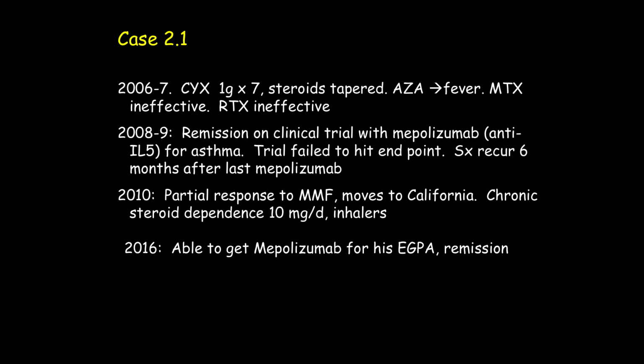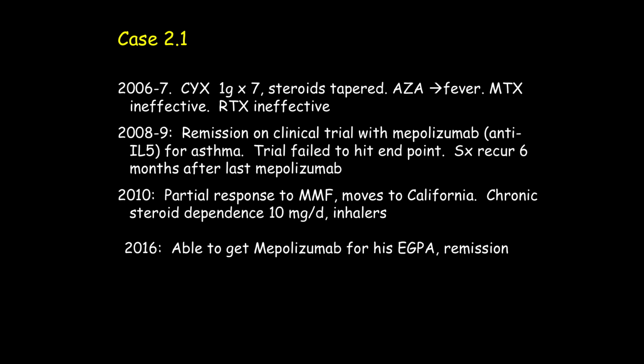What happened was that he got his last dose of mepolizumab, and this is in 2008 or 2009, and the mepolizumab trial for asthma failed to hit its endpoint, and mepolizumab got shelved. The trial got shelved, the drug discovery ended, and he was out of luck. We put him on some mycophenolate. He had some chronic needs for steroids and inhalers. And then in 2016, he was able to get mepolizumab for his EGPA, and he's gone back into remission.